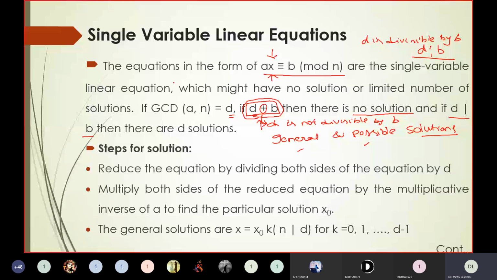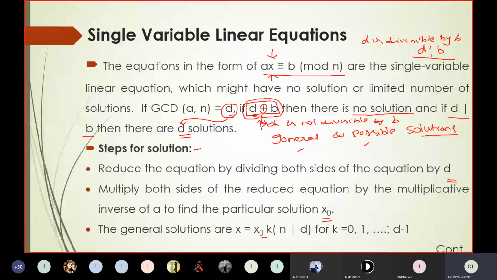But here in single variable linear equations, what is the value of d? That number of solutions are there. So here infinity is not the concept. There are d solutions. So what are the steps for the solution? First the equation is reduced by dividing with the d value. d is nothing but a mod value. After that we are going to find the x naught value, and these are the general solutions.